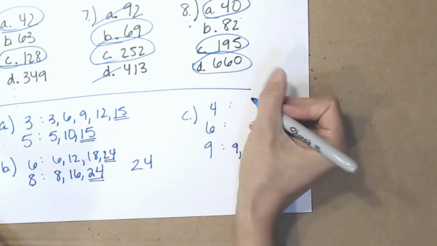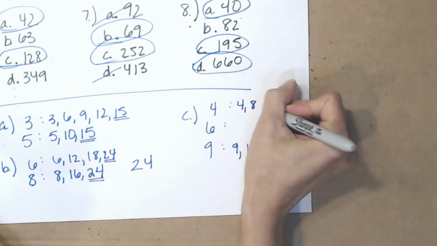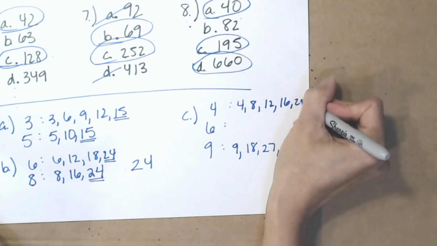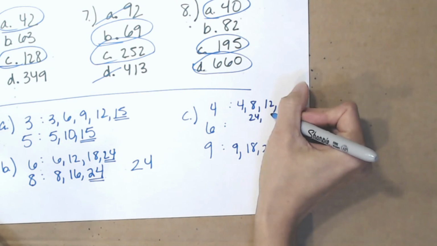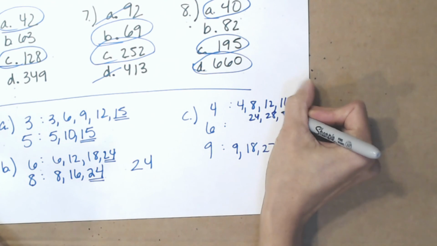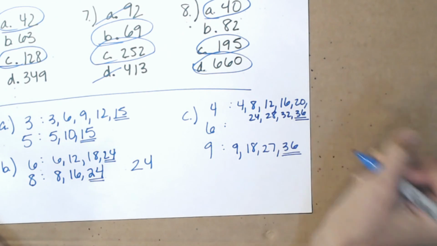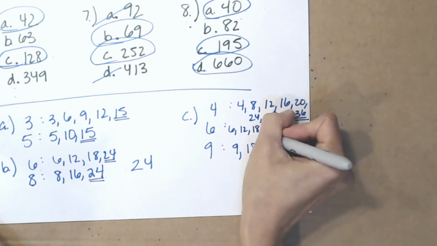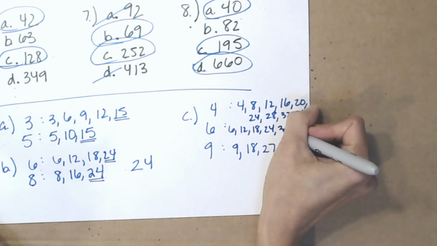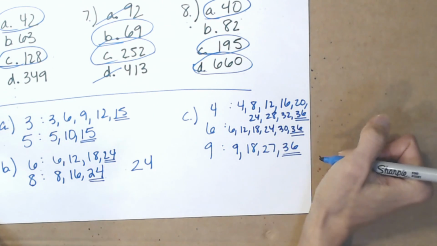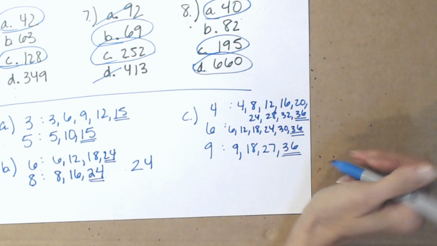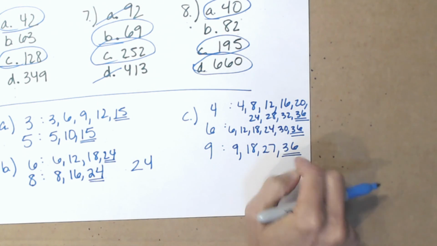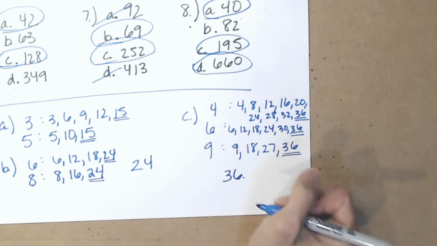But again, if you need to do it the long way, you can just list out all of these multiples of 4. And if you did that, you would get to 36. And same with 6. If you list out your multiples of 6, you would get to 36. So the first multiple that's common to all 3 of these is 36. So that is called the lowest common multiple. So that one is 36.